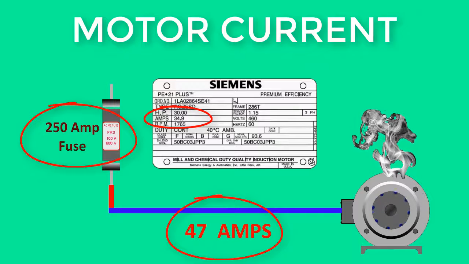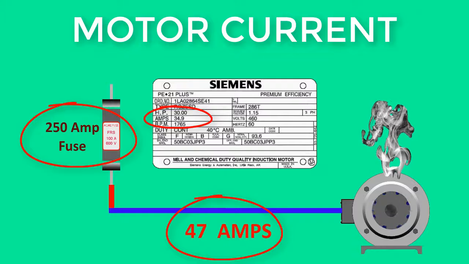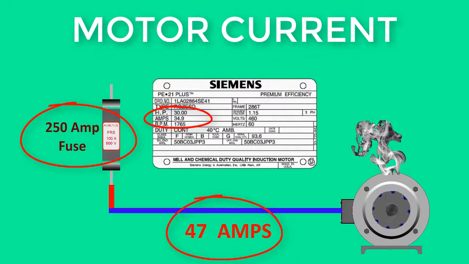In this example, a 250 amp fuse is placed in the circuit to allow the initial startup current to the motor. The motor will start since the fuse allows for that amount of current. However, during the motor's normal operation, the fuse may allow excessive current that may damage or destroy the motor.